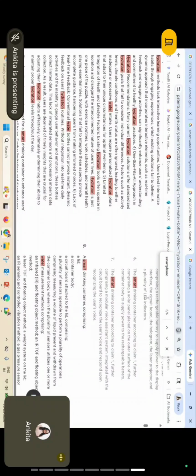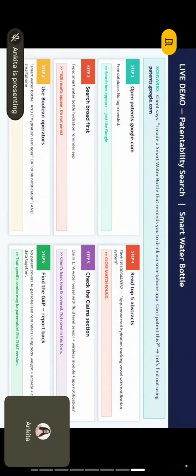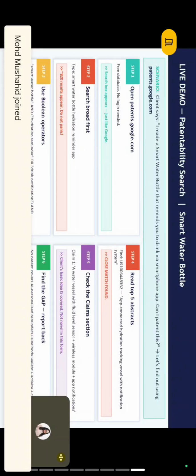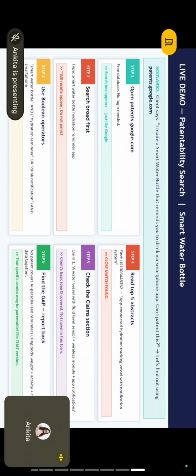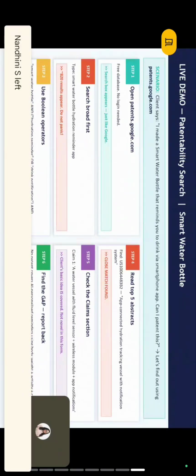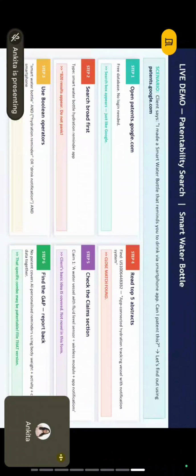Now, what do we do next? We'll give the client options, like either do not patent this invention or change something. After that, what do we do? We use different perspectives and we check if there is any smart water bottle that also combines or covers the AI personalized reminders using body weight, activity, and climate data together. And we found that there is no patent on this technology.